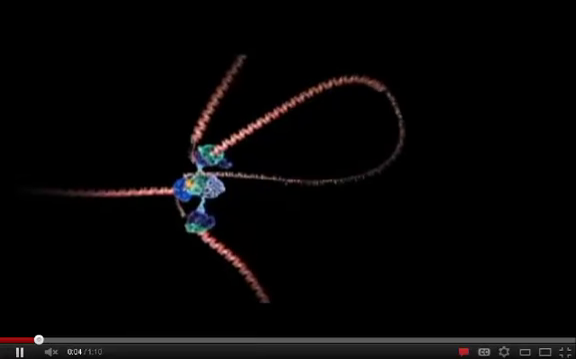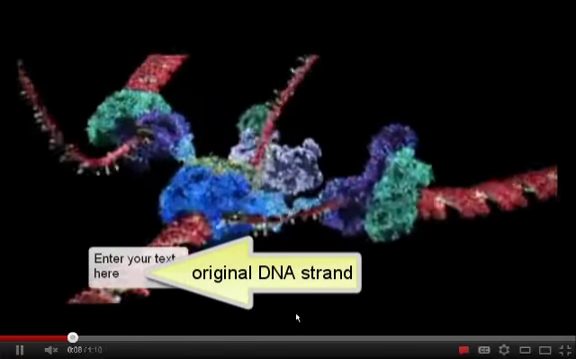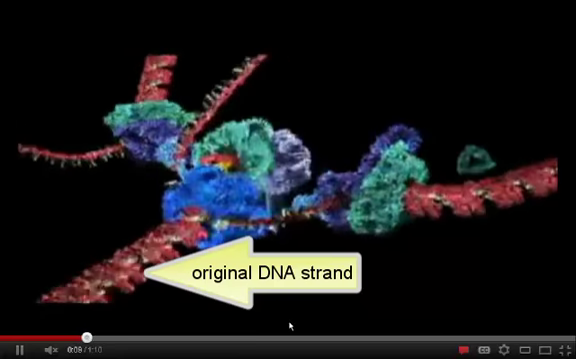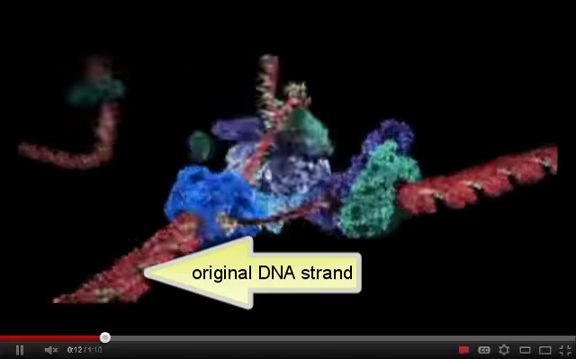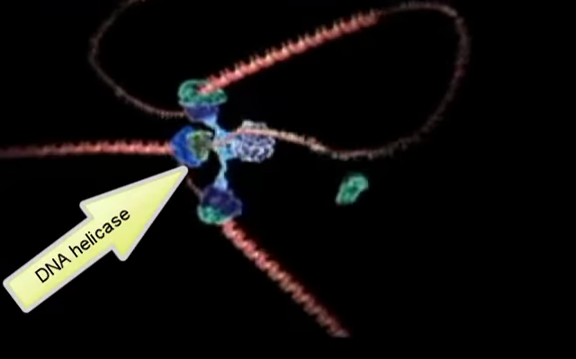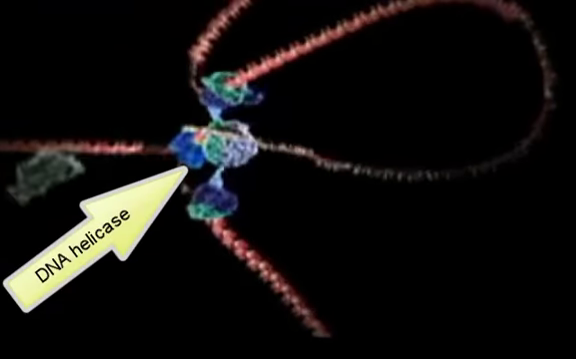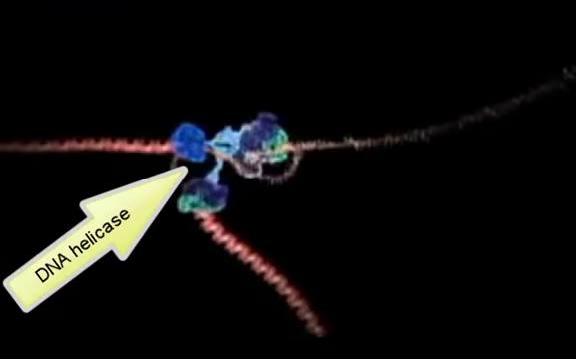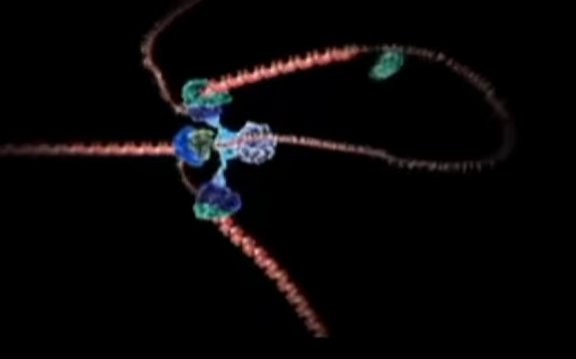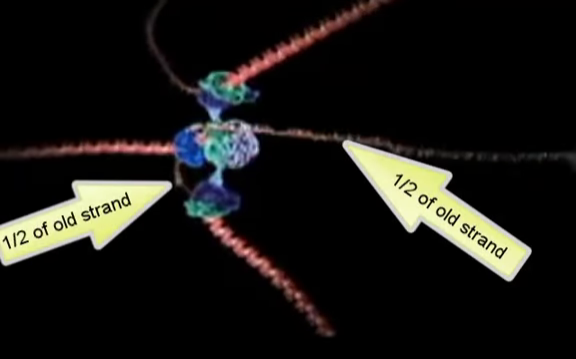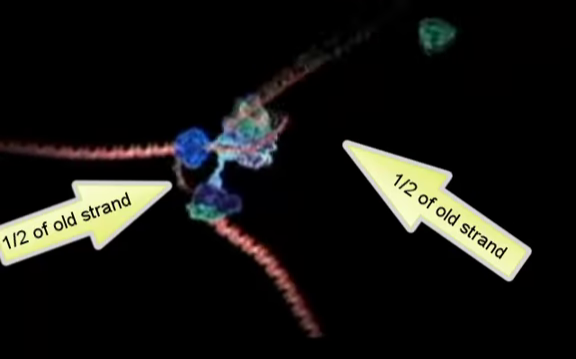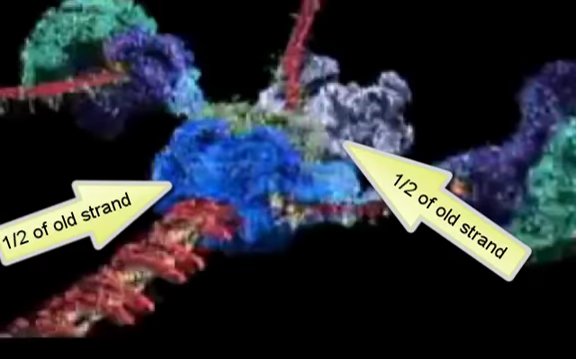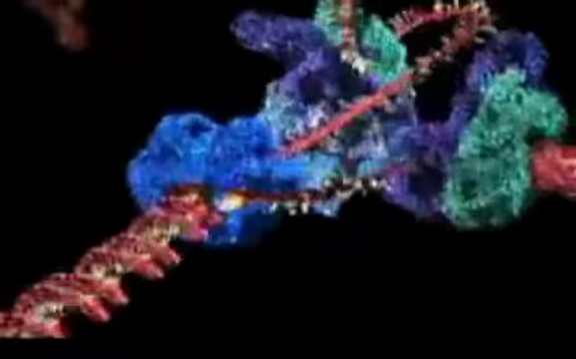So what you're seeing here is actual DNA being replicated inside a cell. This blue fuzzy thing here is DNA helicase. It's actually taking the double-stranded DNA and unwinding it. And you see two strands coming off of it, one to the bottom and one off to the side here. And they're actually new strands being formed from the old strands.